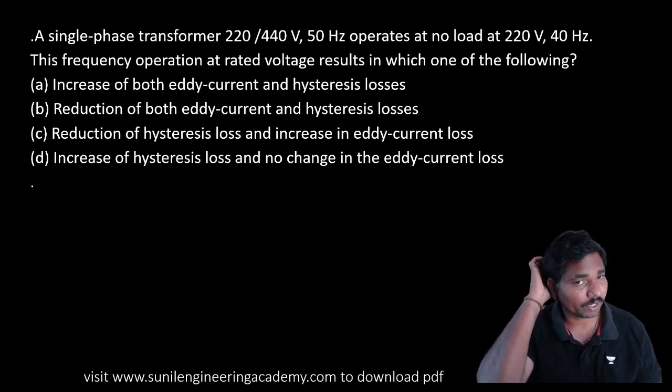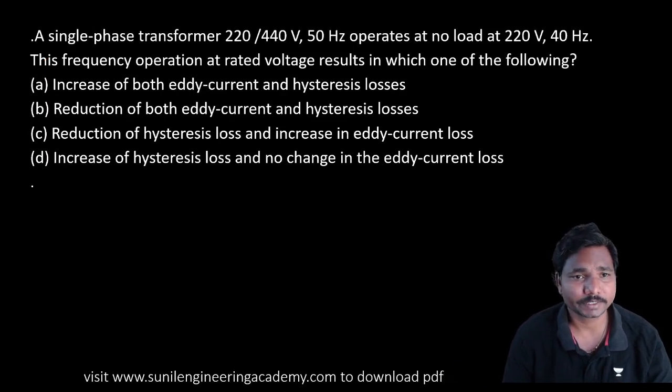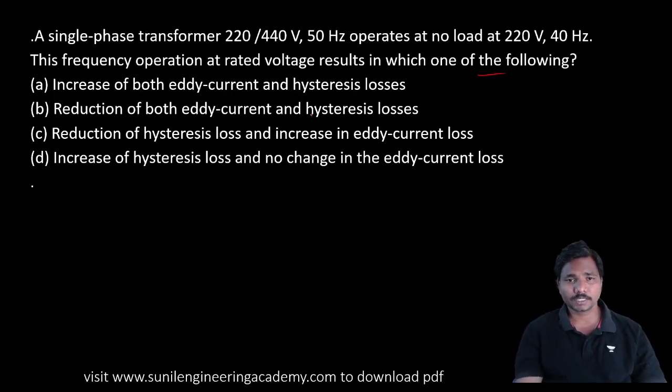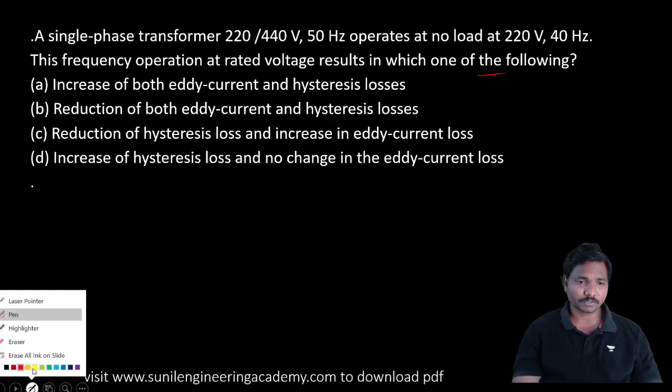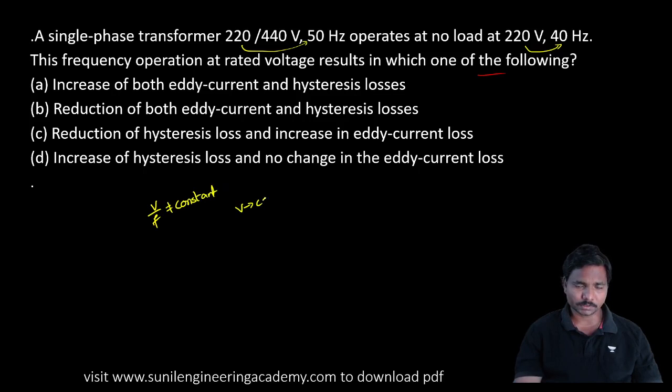A single phase transformer, 220/440 volts, 50 hertz, operates at no load at 220 volts, 40 hertz. The frequency of operation at rated voltage results in which of the following? So they're asking about the losses question. As I said already, whenever you get a losses question, first of all you have to check whether V by F is constant, that is, whether B max is constant or not. So 220 volts 50 hertz, here 220 volts 40 hertz. So V by F is not constant. F is not constant, but voltage is constant.